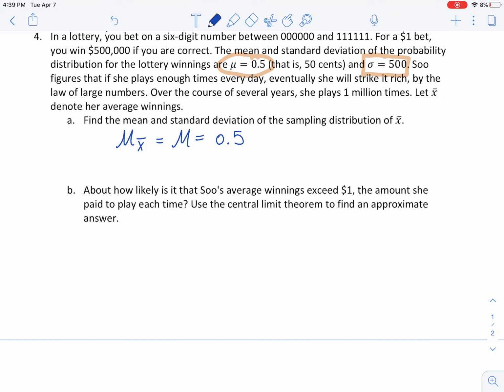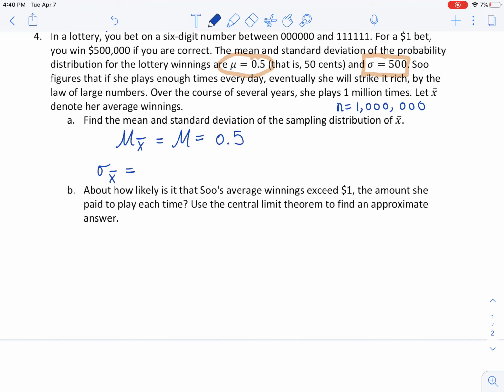Yes, her average winning is about 50 cents. On average, she's going to win 50 cents. But they didn't really give us the N value as a number, at least it didn't look like a number because it was so big. But we're talking about the sampling distribution. How many times did she play? What's the sample size? She has 1 million, right? So our N is 1 million.